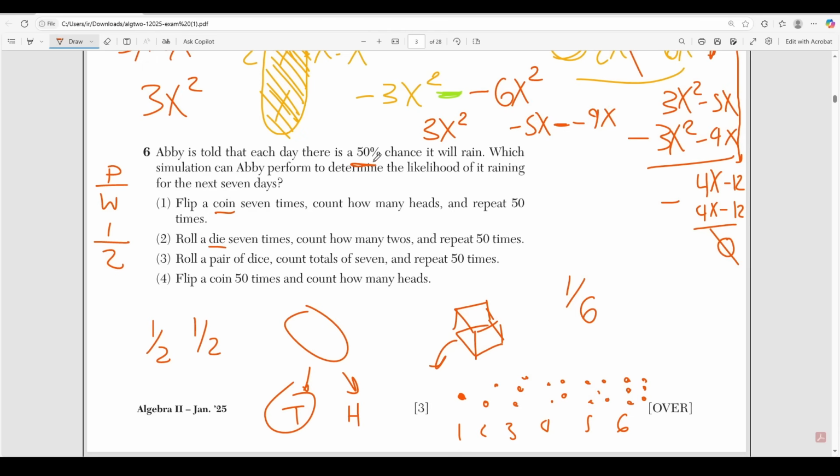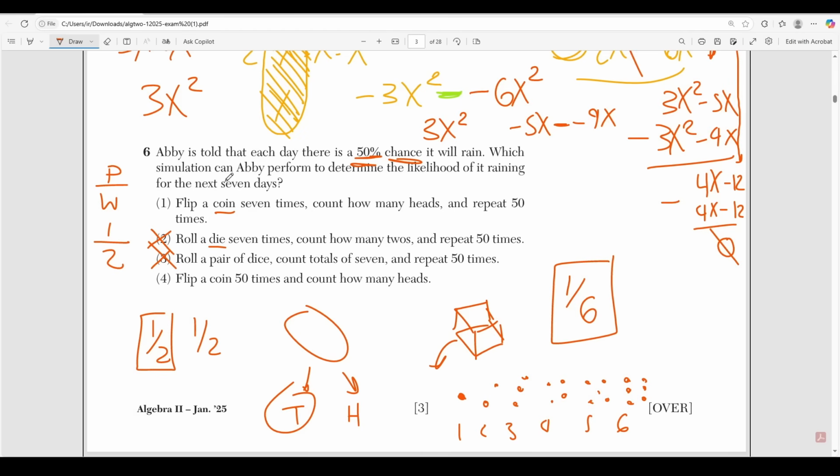Now, if there's a 50% chance that it's raining, are we going to use the model that gives me a 50% chance of something happening, or a 1 in 6 chance of something happening? Well, I'm going to stick to the coin because the probability of any event happening when you flip a coin is 50% or 1/2, which is exactly what we're trying to model here, right? We're trying to represent this 50% chance of rain through flipping a coin or rolling a dice. Flipping a coin has a 1/2 chance of occurring, which is why we're going to choose it over the dice.